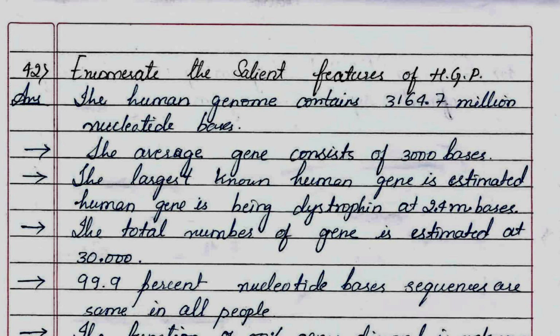42nd question is enumerate the salient features of HGP, and the features are the human genome contains 3164.7 million nucleotide bases. The average gene consists of 3000 bases. The largest known human gene is dystrophin at 2.4 million bases. The total number of genes is estimated at 30,000.